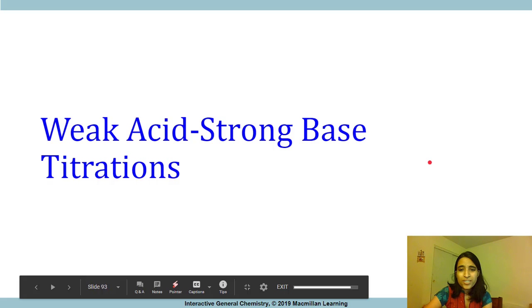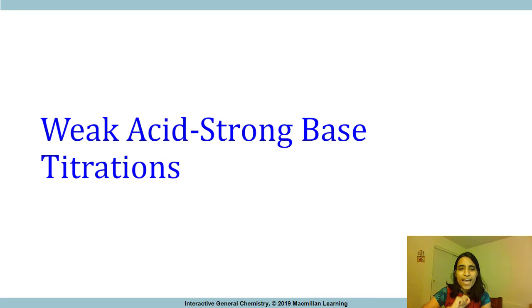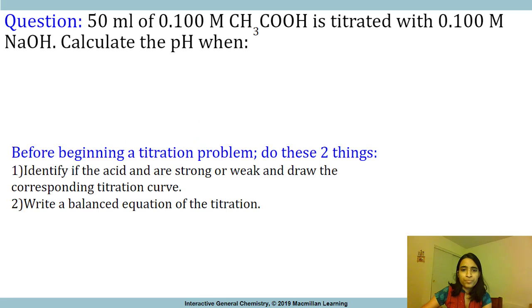Hi students, we're going to see an example of a weak acid being titrated by a strong base, and we're going to see the titration at various points in the graph, in various segments, and see how that affects the pH.